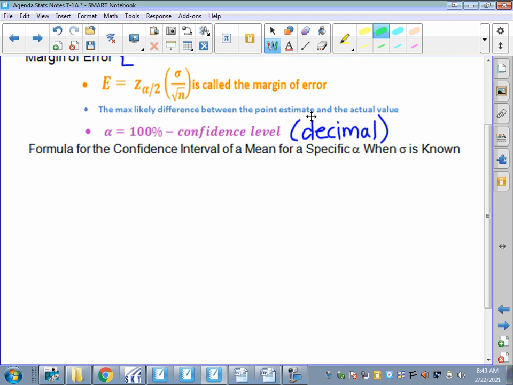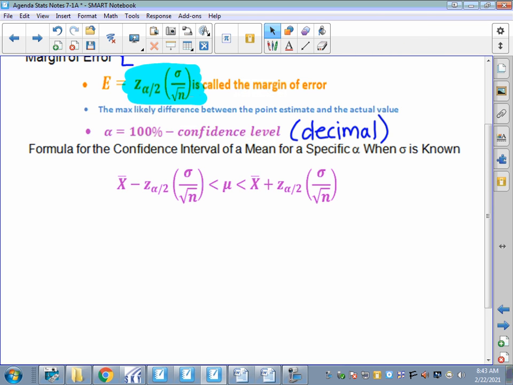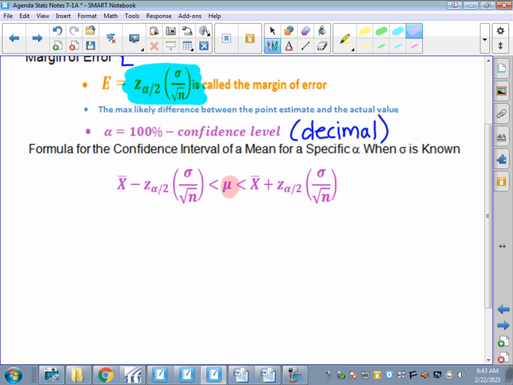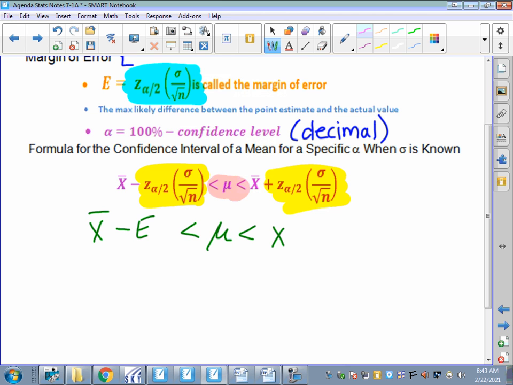I'm going to highlight this margin of error formula right here. So z of alpha over 2 multiplied by our standard deviation over the square root of n. In the middle, I've got mu, so I could go this much on either way of mu. Notice I'm going to take my x bar minus that margin of error and x bar plus that margin of error. So minus E, mu is in between, x bar plus E, if that helps you to see what the busyness is that's happening there.